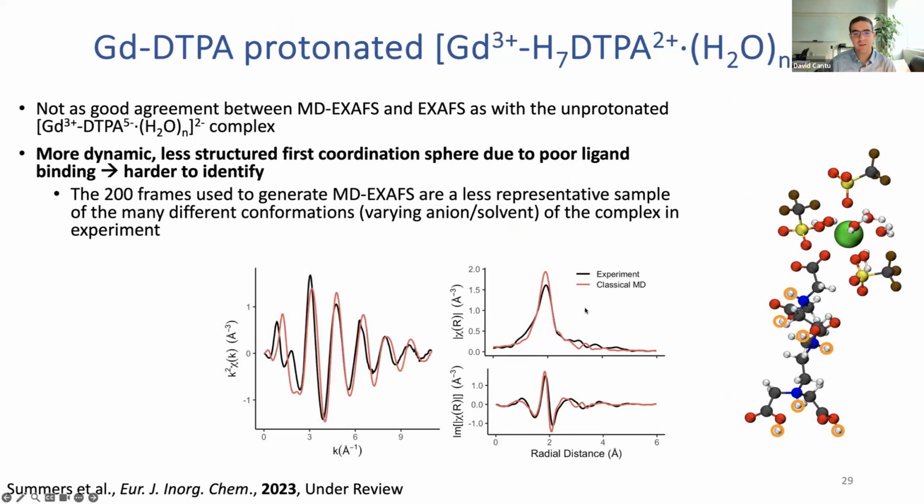from the classical MD, not the ab initio MD, but from the classical MD of this species, we generated the spectrum and compared it to experiment. And the agreement with experiment is not as good as for the unprotonated case. And so we have the ligand isn't binding as tightly and it's occupying less coordination sites. And so we have a more dynamic, less structured coordination sphere. And so it's harder in the simulation to get those samples, those conformations, that are going to be representative of experiment.